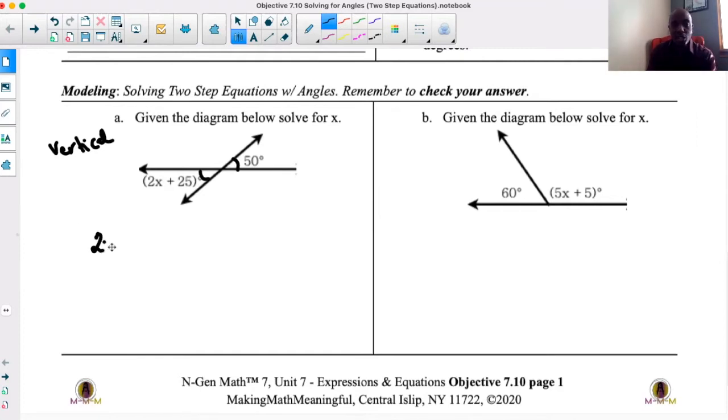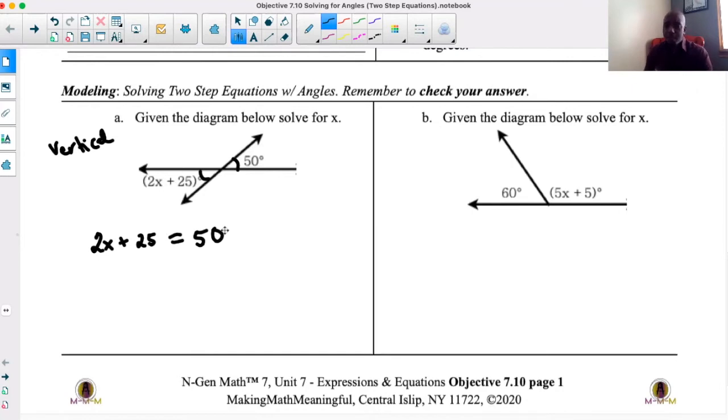That means that 2x plus 25, which is the angle measurement of one of them, has to be equal to the opposite one, which in this case is 50. So these have to be equal to one another. Notice we have a two-step equation.